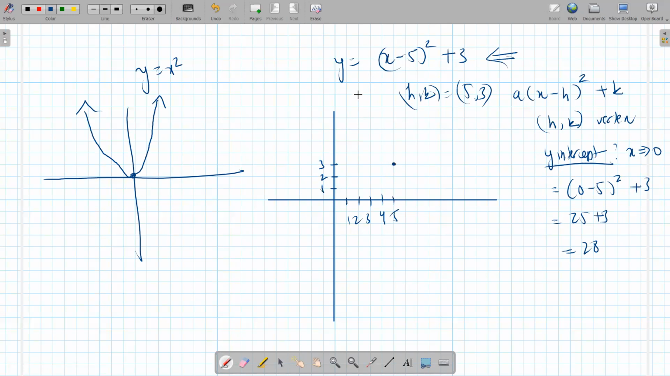And is this quadratic parabola opening up or down? It's going to open up, right? So just for convenience, I'm going to say this is 28. So our graph is going to look something like this. It's going to go through the y-intercept, it's going to go through the vertex, and it's going to come right back up like that.